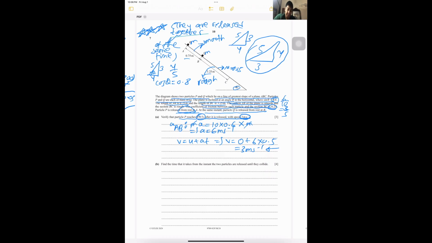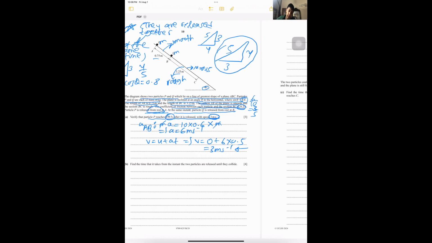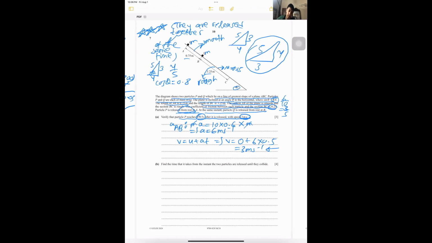So that was that. Now let's move to part B. Find the time that it takes from the instant the two particles are released until they coalesce or collide. Now, the trick is in this part, mainly in part B.